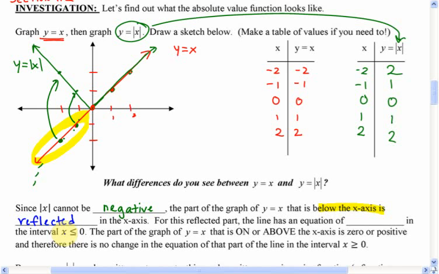Now, for this reflected part, let's focus in on this part right here. What's the equation of that line, that part of the line that I highlighted in green? Oh, grade 10. Y equals what? Negative x, right. Do you remember this one?